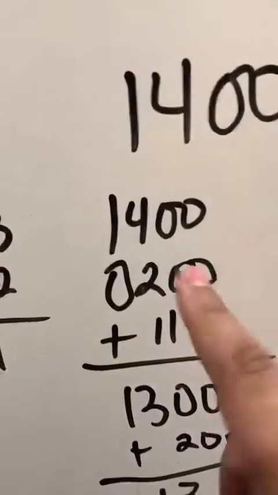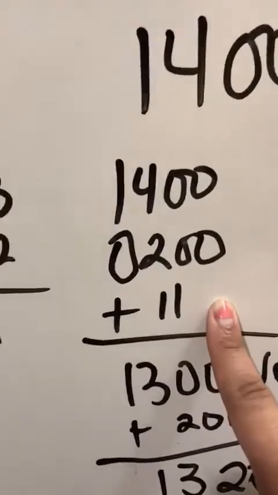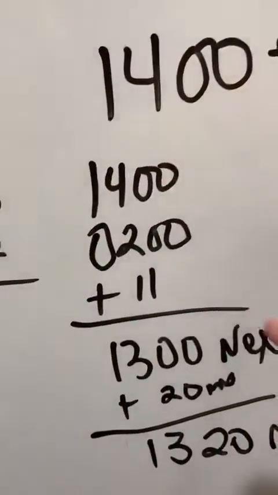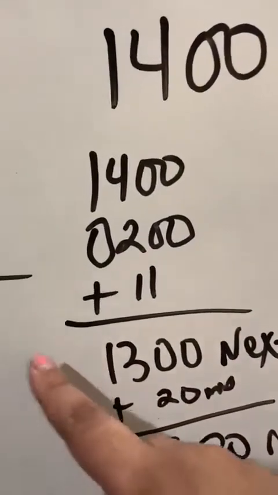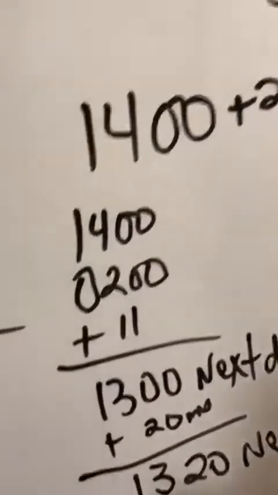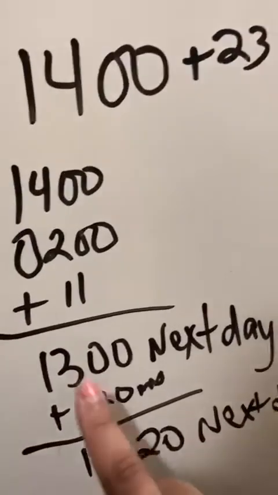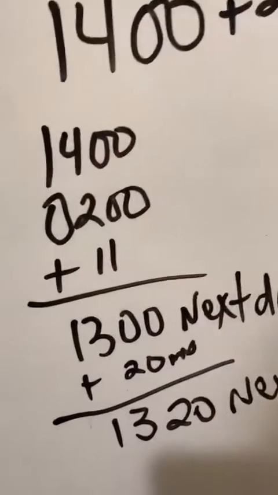So if it's 2 o'clock in the morning at this point, and I still need to add my 11 hours, I can do so on my fingers. When you do that, it should come to about 1300 hours, and it will be the next day. I mean, 23 hours, as you know, is practically the next day, 24 hours later. So it is 1300 hours, which is 1 o'clock in the afternoon the following day.